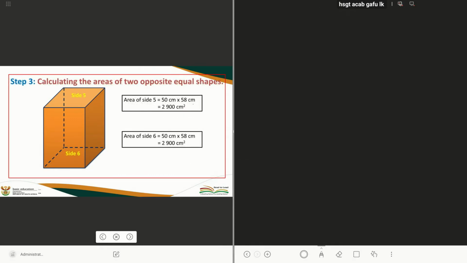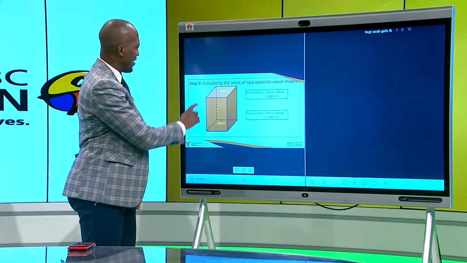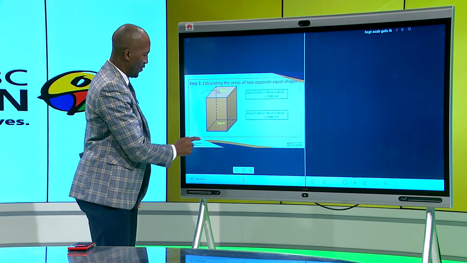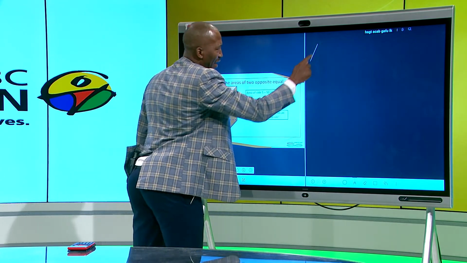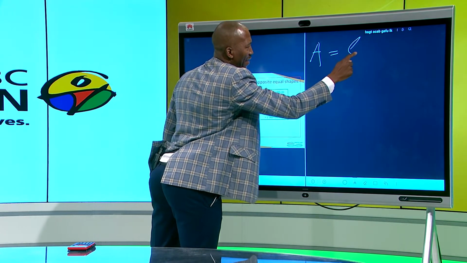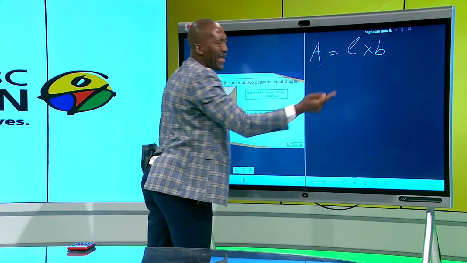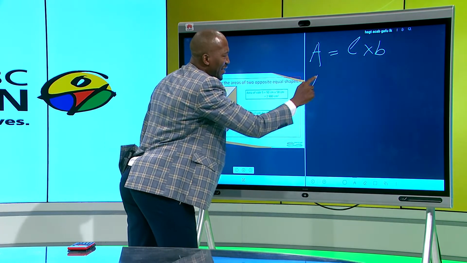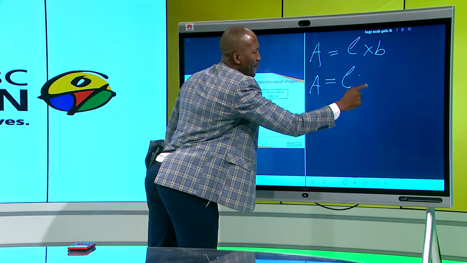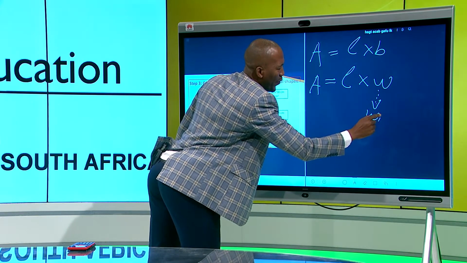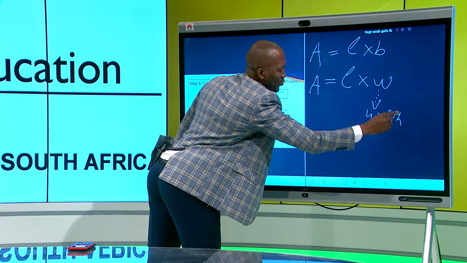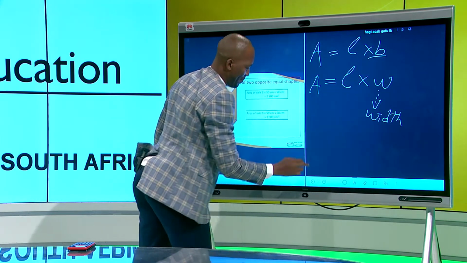We look at the last areas now. Side number 5 and side number 6. What happens with the formula again? Area equals length multiplied by breadth. In other formula sheets, you'll find that they say area equals length multiplied by the width, whereby W means the width. So it depends whether you say width or you say breadth.